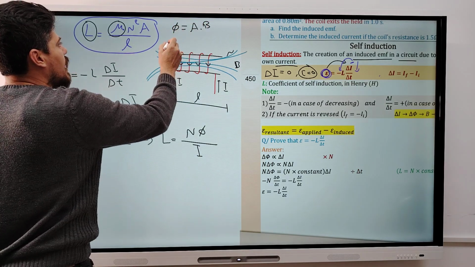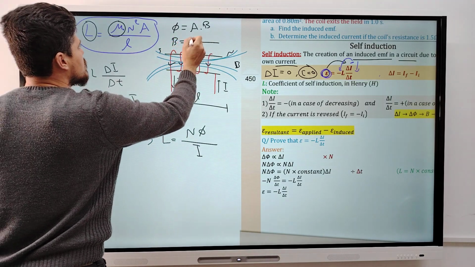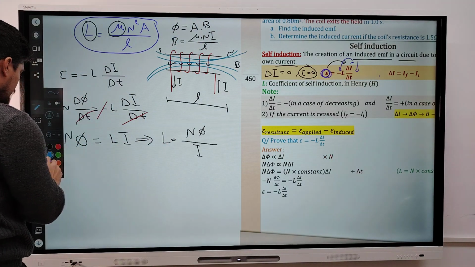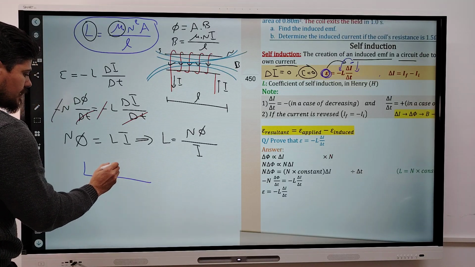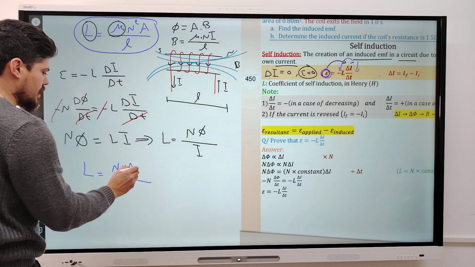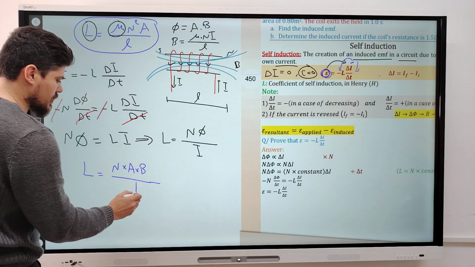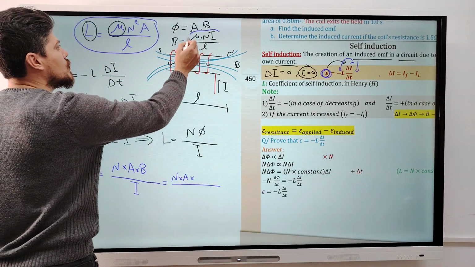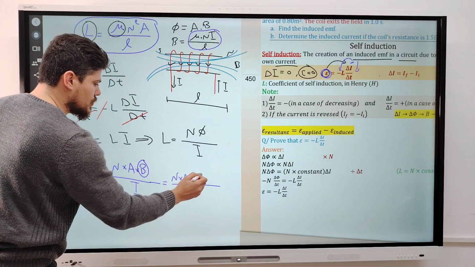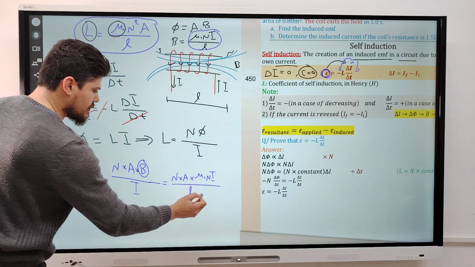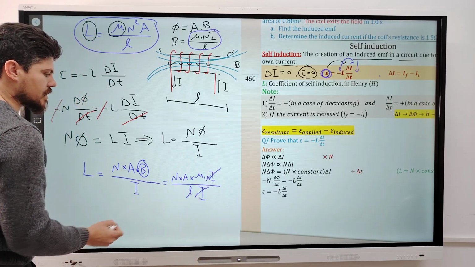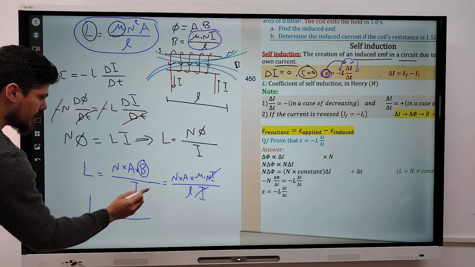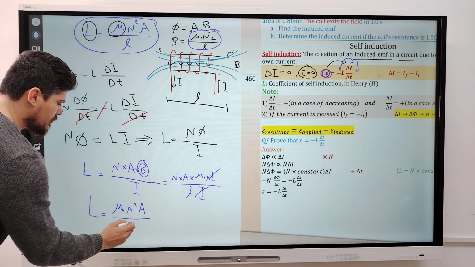As you know, flux is equal to AB, and this is a solenoid. The magnetic field of a solenoid is equal to what? Mu naught N I over L. As a result, you can see that L is equal to N times, instead of flux, write AB, over I. And N times A times B, instead of B we write mu naught N I over L, and already we have current here. Current with current cancels. N times N is N square. What does remain? L is equal to mu naught N square A over L.